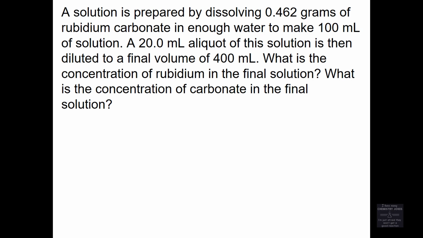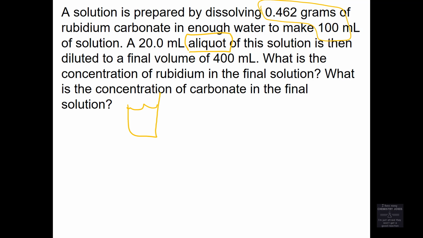A solution is prepared by dissolving this many grams of rubidium carbonate in enough water to make this solution. A 20 milliliter aliquot of this solution is then diluted. What's the concentration of rubidium in the final solution? Okay. So I need to find the concentration of the initial described solution. That's where I'm going to start. I need to know the concentration of solution A. And then let's define what is an aliquot.